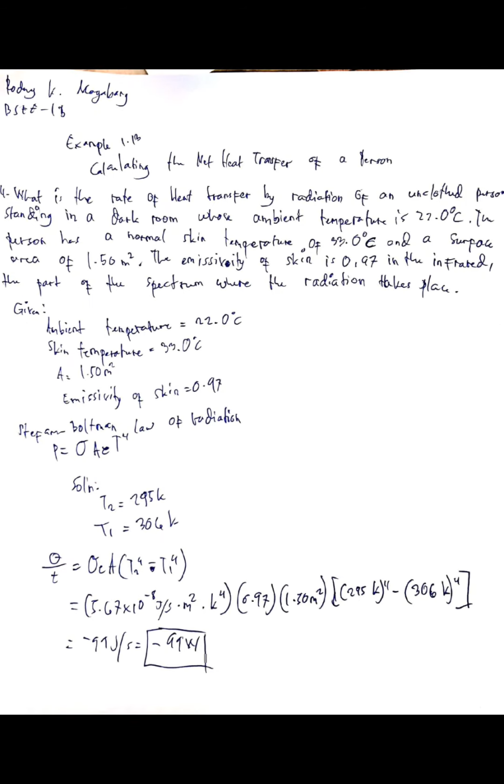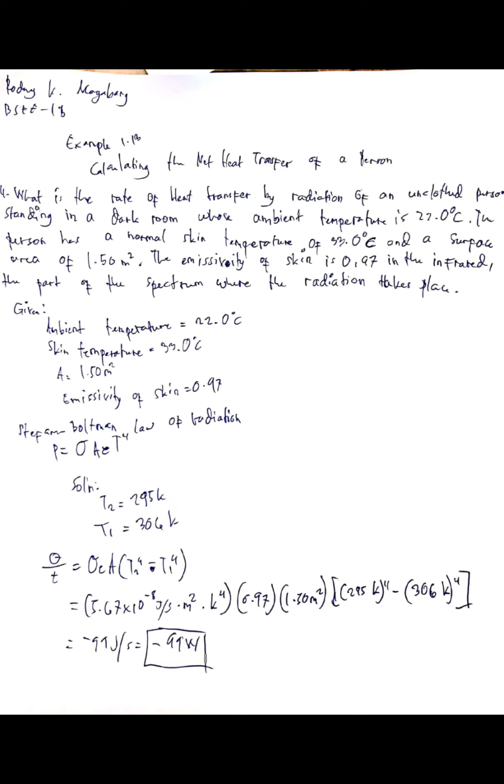This is example 1.13, calculating the net heat transfer of a person. What is the rate of heat transfer by radiation of an unclothed person standing in a dark room whose ambient temperature is 22.0 degrees Celsius? The person has a normal skin temperature of 33.0 degrees Celsius and a surface area of 1.50 m². The emissivity of skin is 0.97 in the infrared part of the spectrum, where the radiation takes place.